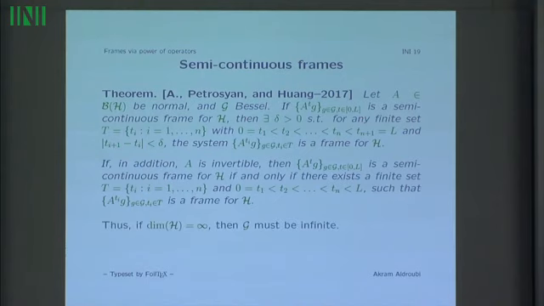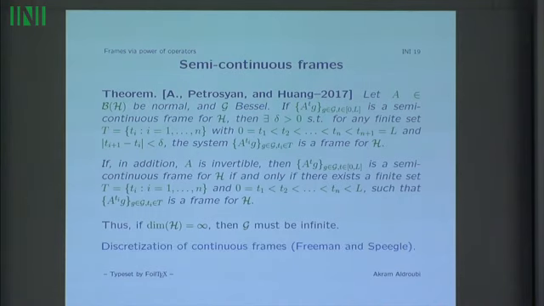So what this says also, if the dimension of H is infinity, then obviously this result tells you that the spatial sampling set, if you like, has to be infinite if we are in infinite dimension.